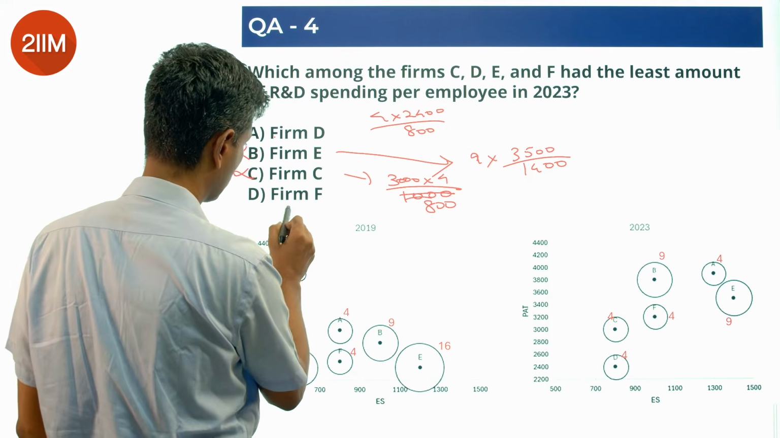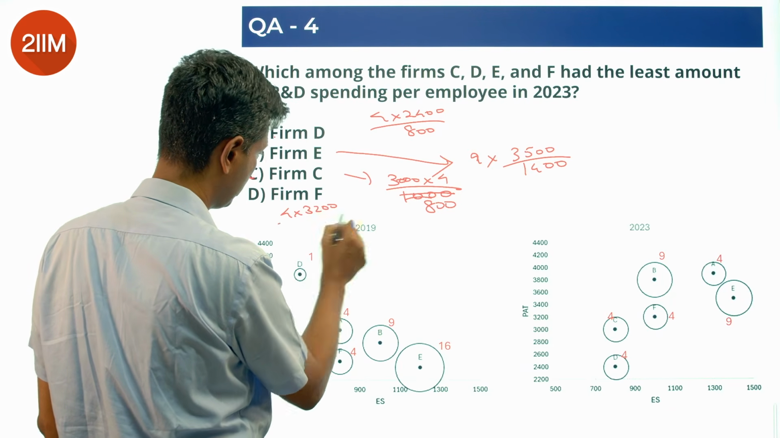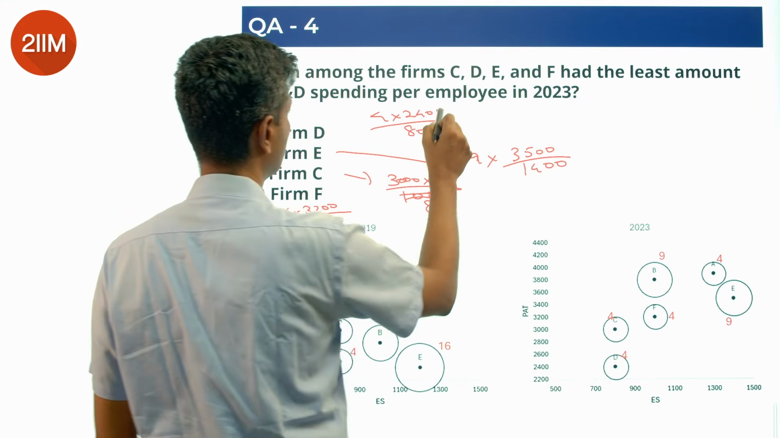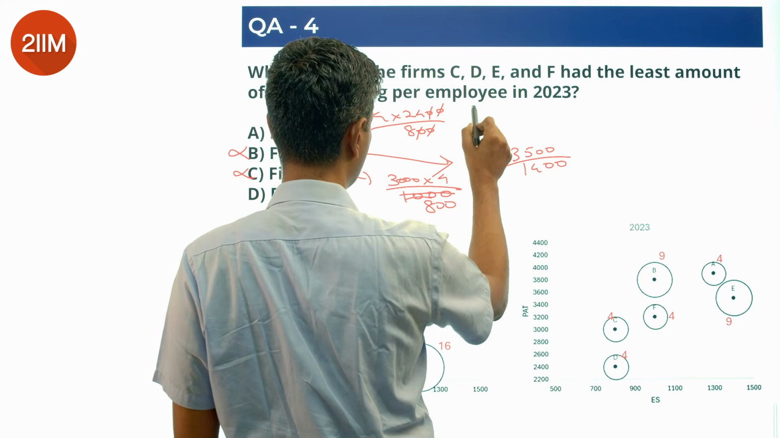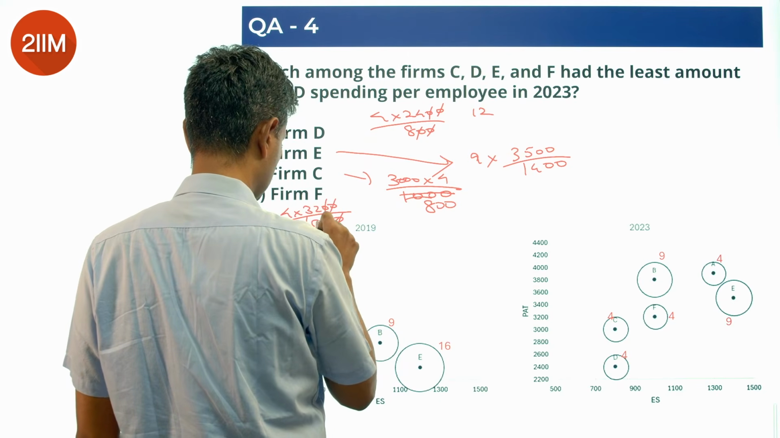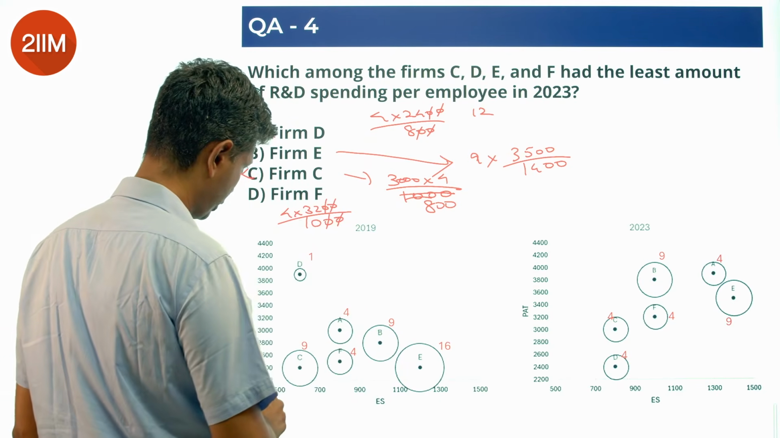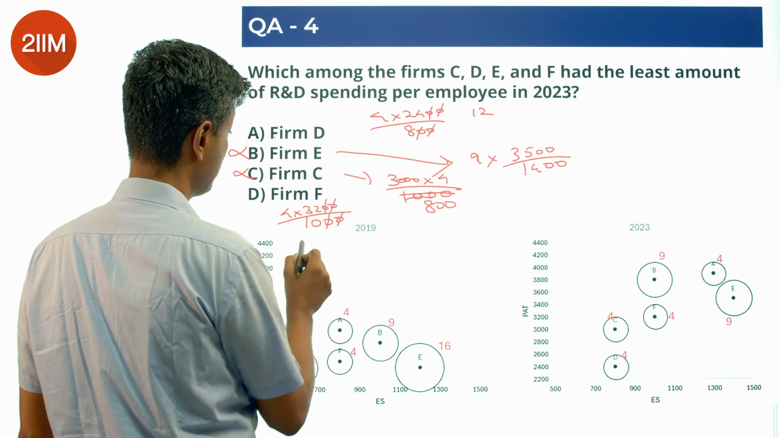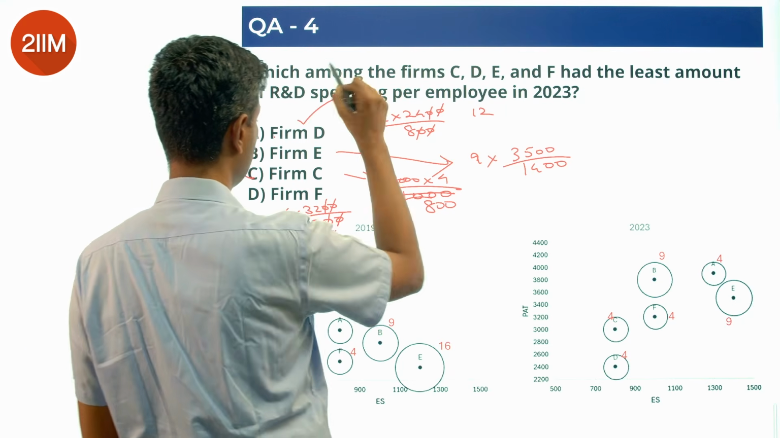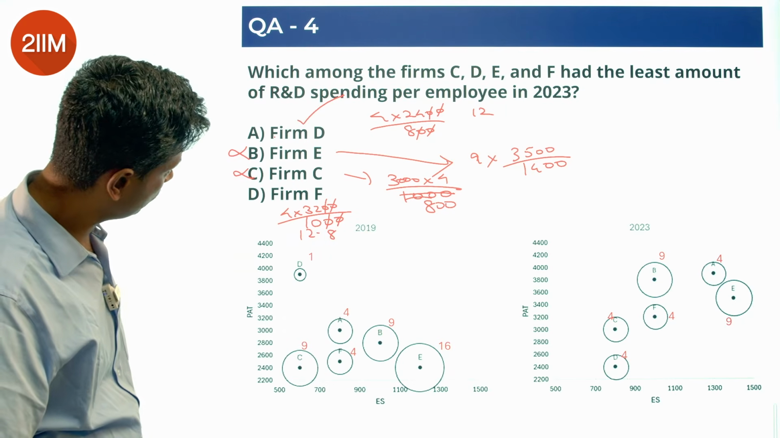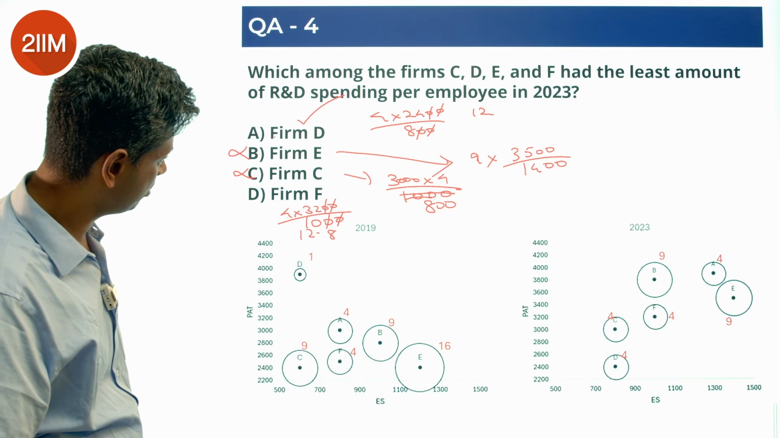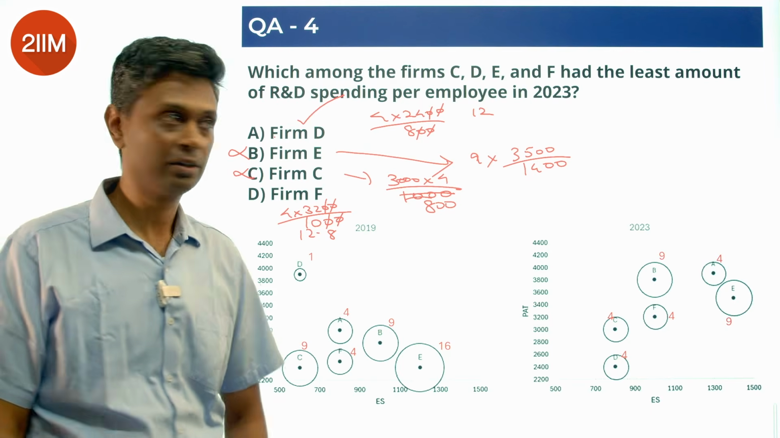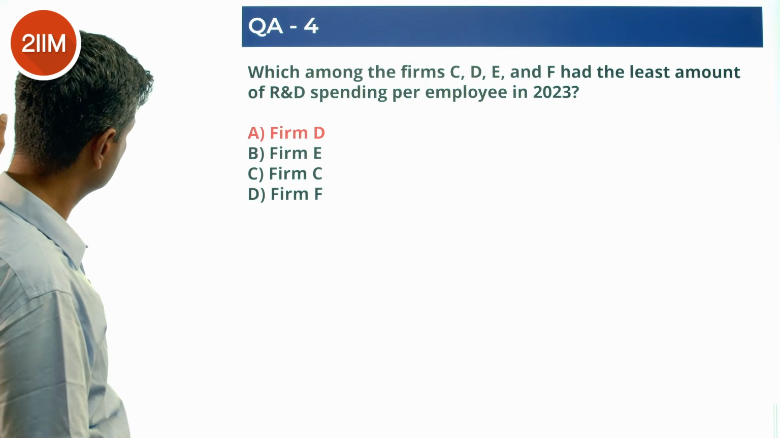F is 4 into 3200 by 1000. This is 4 into 3, 12. 4 into 32 by 10. 4 into 32 is 128 by 10. This is 12.8. Least should be 12. 2400 by 800 is 3. 3200 by 1000 is 3.2. Least is firm D.